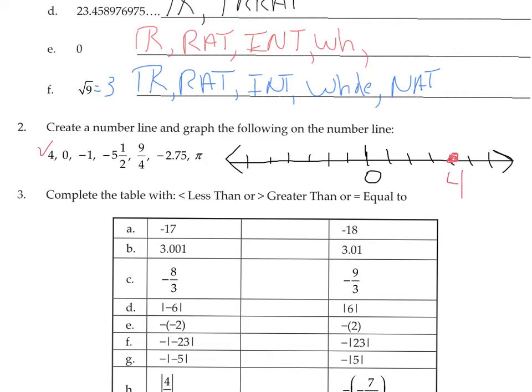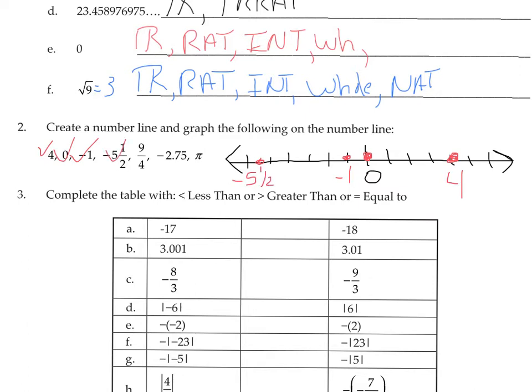Okay, the next number we're going to graph is 0, which is already labeled, so that would be right there, 0. Negative 1 is right here, and we'll label that as negative 1. Negative 5.5. Okay, so we have negative 1, negative 2, negative 3, negative 4, negative 5, negative 6. Negative 5.5 is someplace here in the middle of negative 5 and negative 6. So we'll graph that right there, and we'll mark it as negative 5.5.